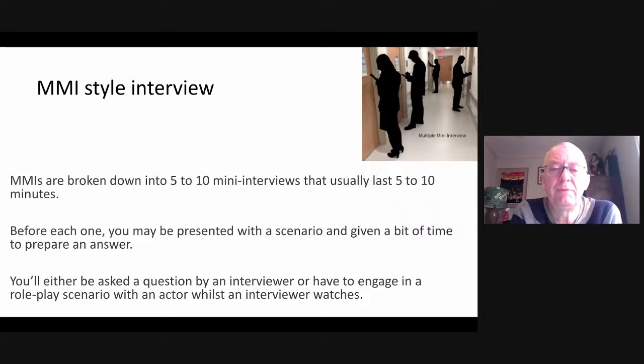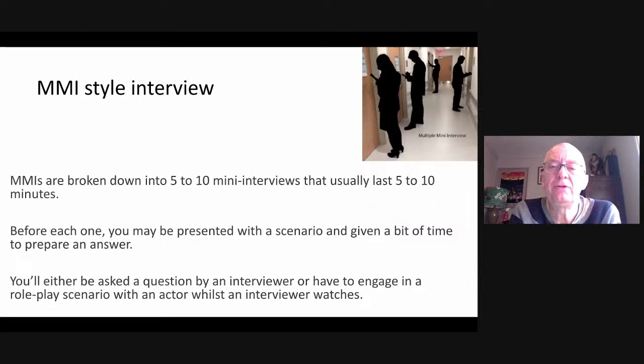Some medical schools on their website will tell you what the MMI stations will cover, and some don't. Some medical schools will tell you which questions they're going to ask, most don't. So if you have got an offer of an interview, go straight to the website and see what they're telling you. Is there any information they're giving you about the interviews, which obviously is really important.